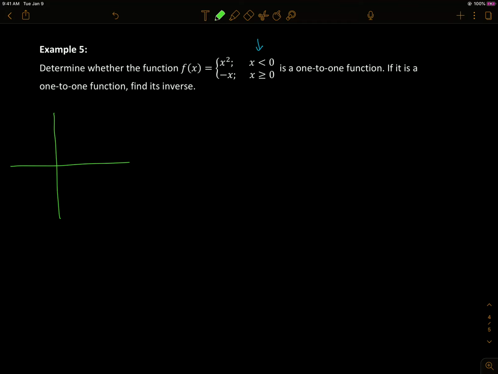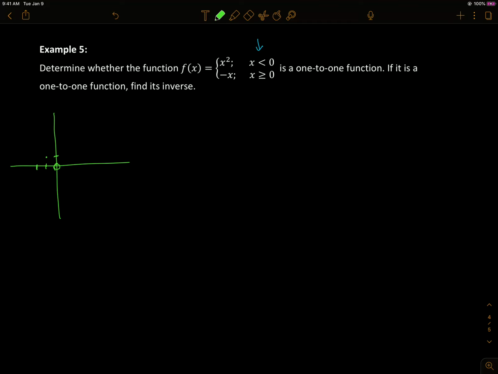So when x is less than 0, we have the function x squared. So that means at 0, if I plug in 0 to the top, I get 0 squared is 0. But I'm not including that because my domain is less than 0, so I'll leave an open circle there, though. Then if I plug in negative 1, I get 1.